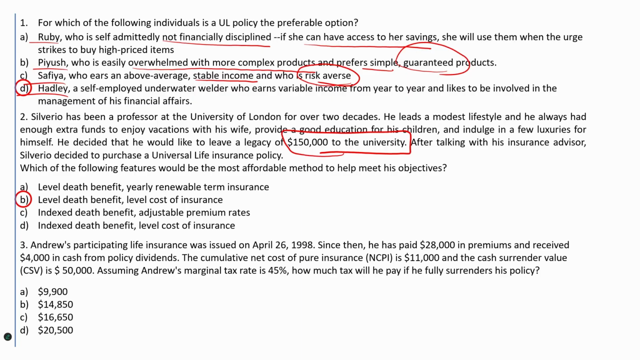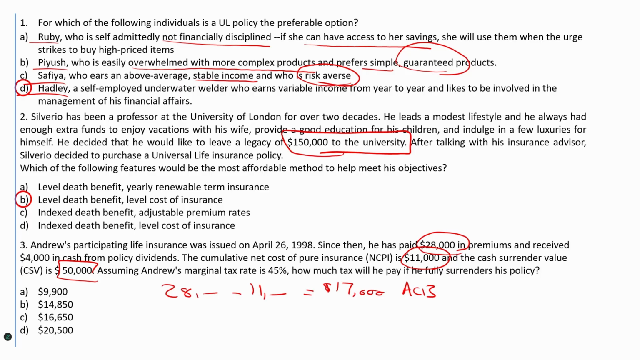All right. So if we want to understand how much tax he will pay, we have to first see how much he paid inside it, and then we can deduct it from that $50,000. So $28,000 is a premium, $11,000 is the cost of insurance. So I will do $28,000 minus $11,000, right? And that would give me $17,000. This is my ACB, right? Premium minus cost of insurance.